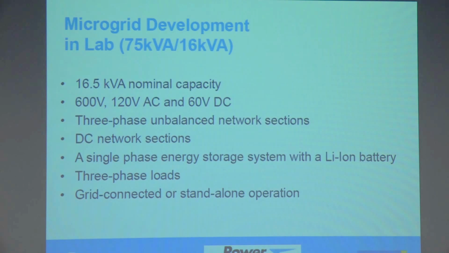So that's how we do whatever we are saying that we do here. It's a 3-phase unbalanced network that we have in there. There is a DC network section which we create in the lab. Then we also have single-phase energy storage with lithium-ion batteries. There are 3-phase loads which are just heaters. And then we can have the microgrid operate both in standalone or grid-connected mode. Both are possible. What is not possible is to automatically transition from grid-connected mode to the standalone mode. That we don't have the capability. So we have to turn the whole thing off and then turn it on all over again.